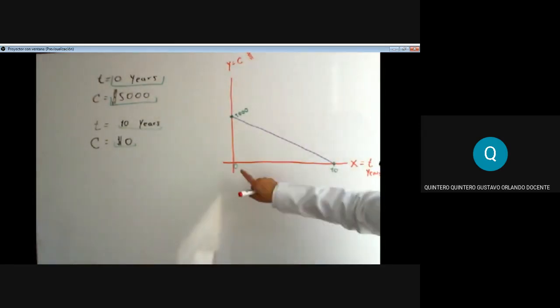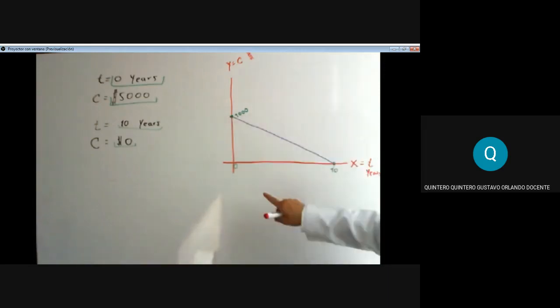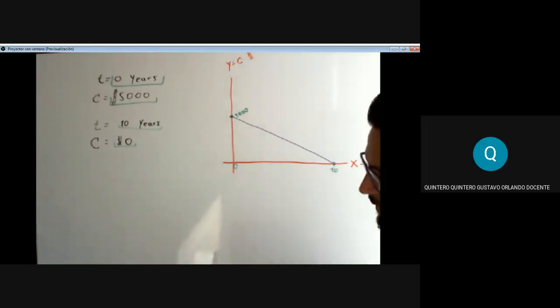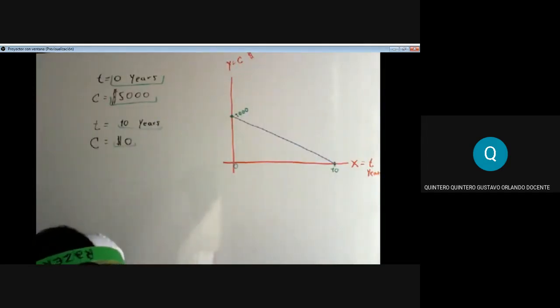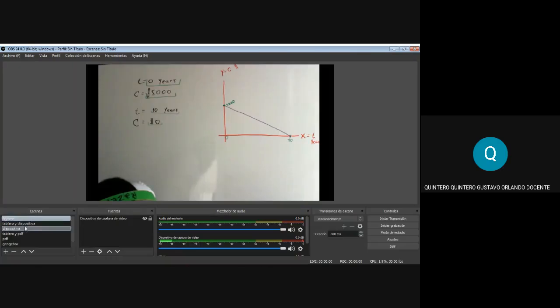Again, 0 years, the machine costs 5,000. 10 years, the machine costs 0 pesos. Costs nothing. All right, so let's go back to the first question. Let's see what the question is. All right, the first question is: write a model that expresses the value of the machine y as a function of its age x.